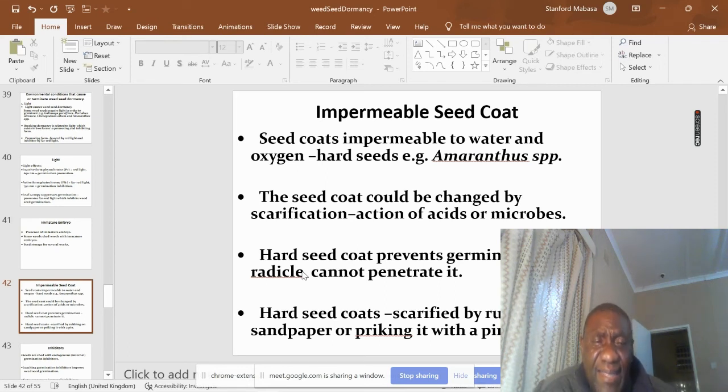Now, the hard seed coat can prevent the germination process because the radicle cannot penetrate it. It's a mechanical prevention. Now, if we want to promote germination when we are having hard seeds, we may do scarification by rubbing them using sandpaper or pricking them with pins.